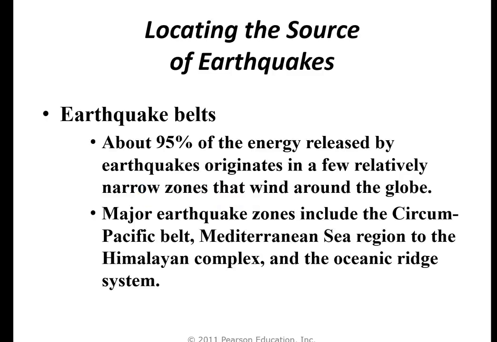So let's locate the source of earthquakes. Earthquake belts. About 95% of the energy released by earthquakes originates in a few relatively narrow zones that wind around the globe. Major earthquake zones include the Circum-Pacific Belt, the Mediterranean Sea region to the Himalayan complex, and the Oceanic Ridge system we'll see here in a minute.